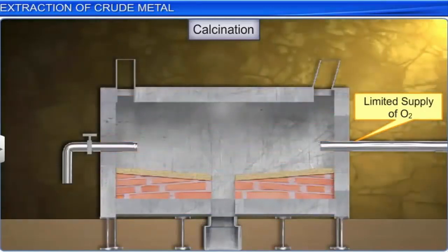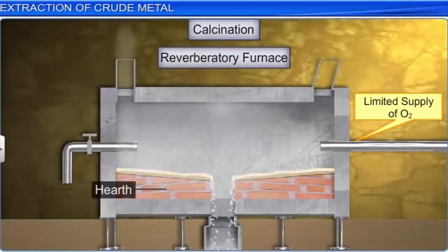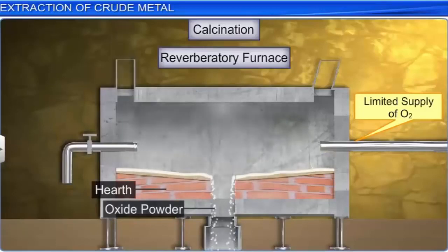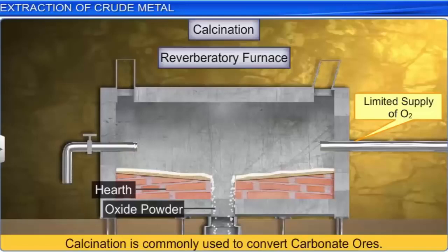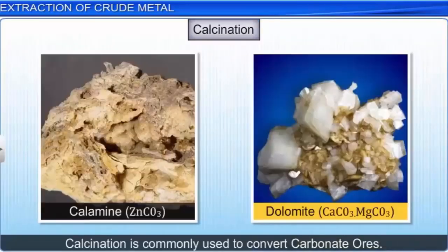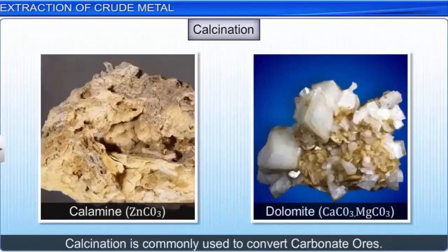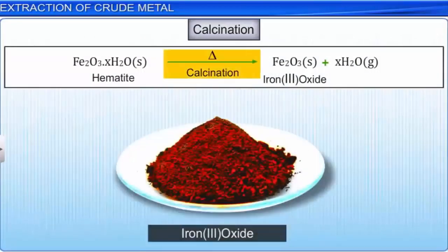Calcination is the process of converting an ore into its oxide by heating it strongly below its melting point in the presence of a limited supply of air. It is usually carried out in a reverberatory furnace, as shown here. This method is commonly used to convert carbonate ores, such as calamine and dolomite, into their oxides. Also, the hydrated ores lose water of crystallization during calcination.